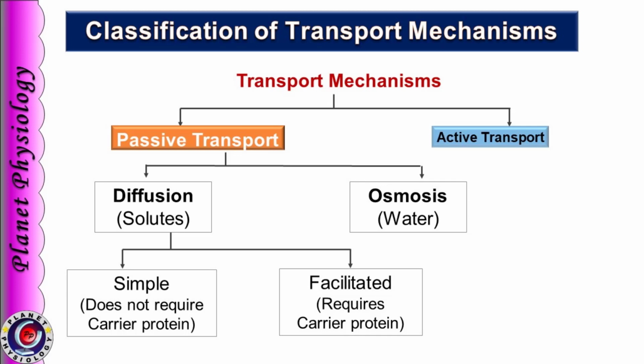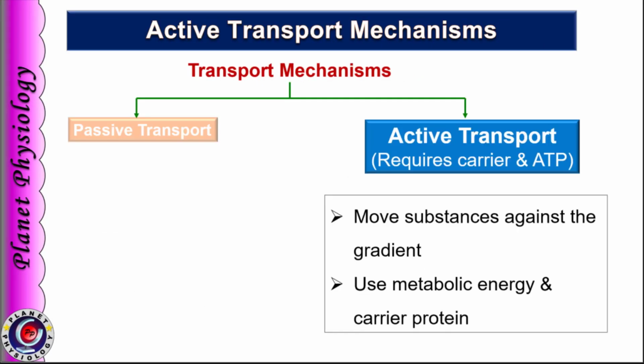In previous sessions, we have studied classification of transport mechanisms and details about passive transport, mainly the diffusion. In this session, we shall study active transport across cell membrane. It is defined as transport of substances against the gradient by utilizing energy. Against the gradient means from low concentration of solute to high concentration of solute. It can also be against electrical or pressure gradient.